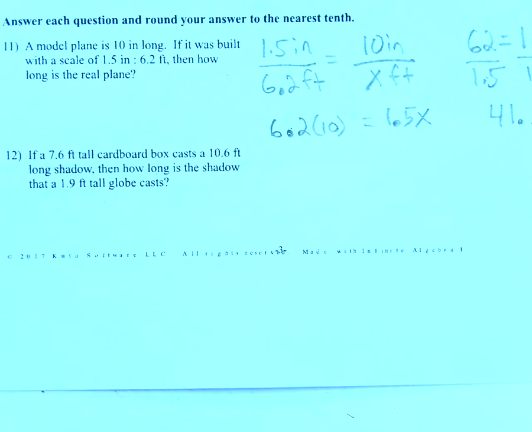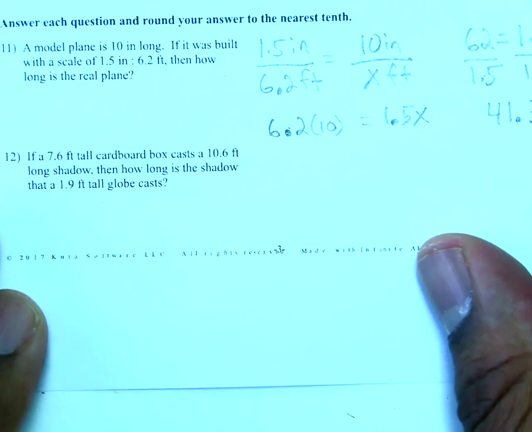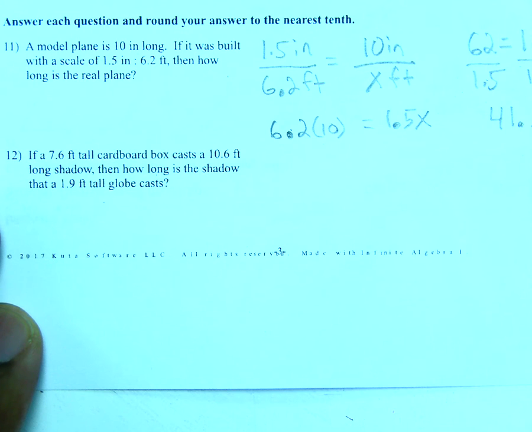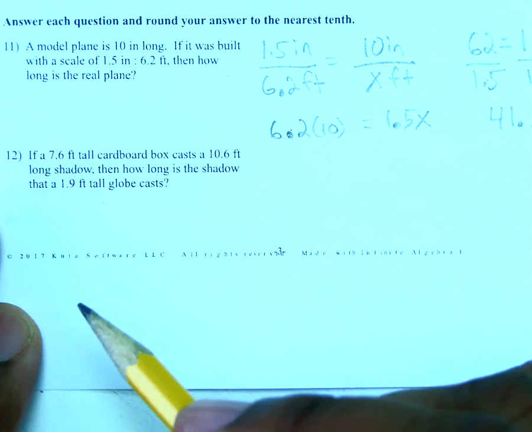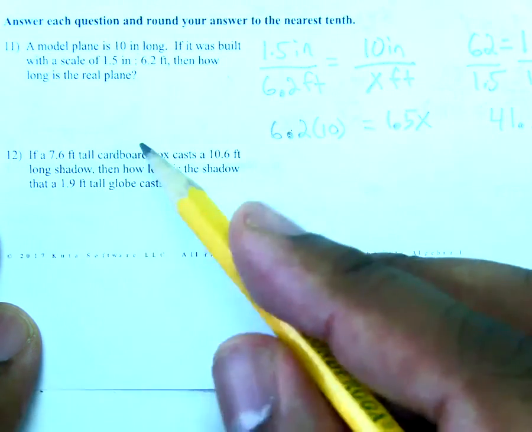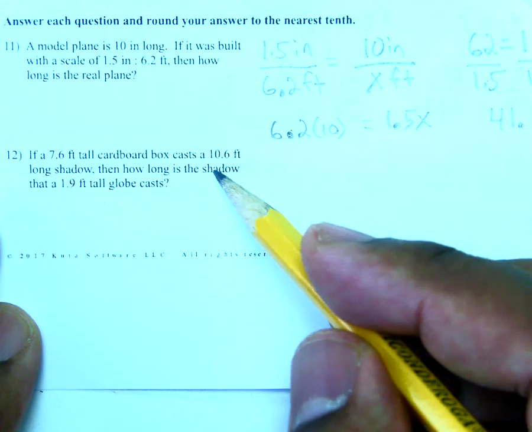Okay. If a 7.6 foot tall cardboard box casts a 10.6 foot long shadow, then how long is the shadow that a 1.9 foot tall globe casts? Let's take a look. Well, they're giving you two items and they both cast a shadow. And that shadow is going to have the same similarity. So what we're going to do is take the height, the actual height, and the shadow height for the cardboard box and set that up as our ratio.